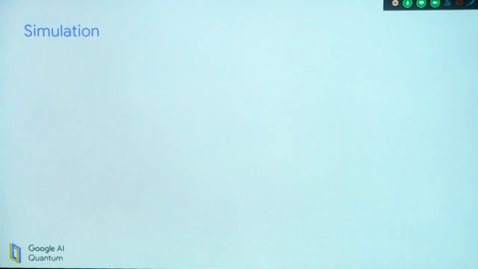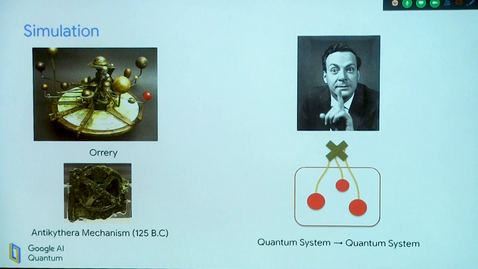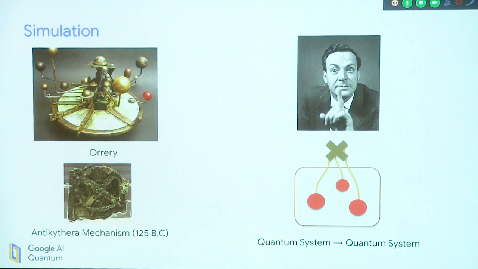And so classical computing, if you didn't know, had its roots in simulation, which is to say people used to build mechanical models of the solar system before they could digitally compute where the planets might be. And there's evidence that these types of mechanisms existed as early as 125 BC. But of course, classical balls look a lot different than electrons moving around. And so Feynman was one of the first to say that it would make a lot more sense, if I want to model a quantum system, to use another quantum system. And this kind of birthed the era of quantum simulation.